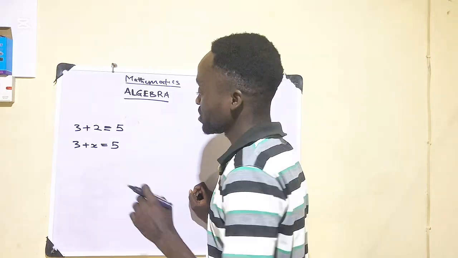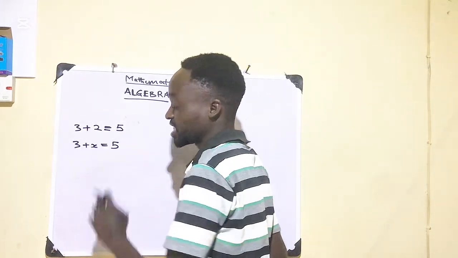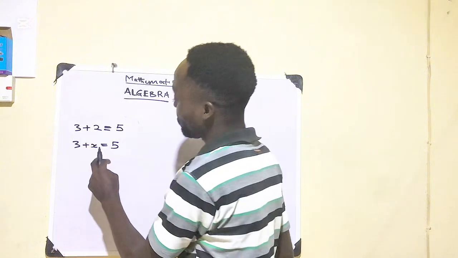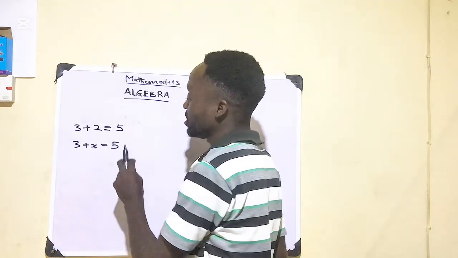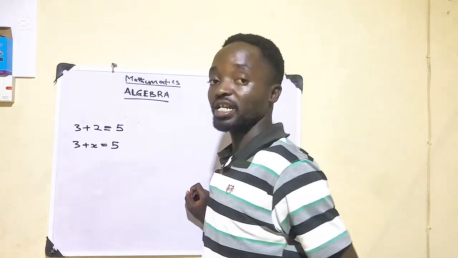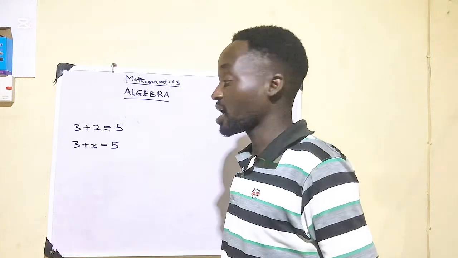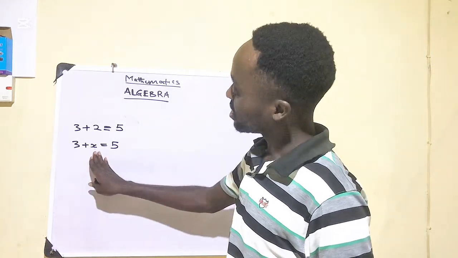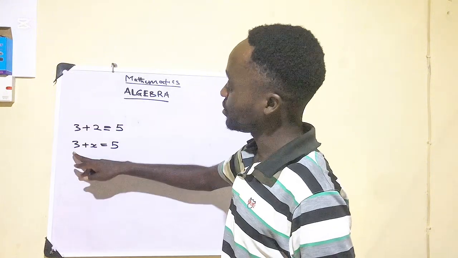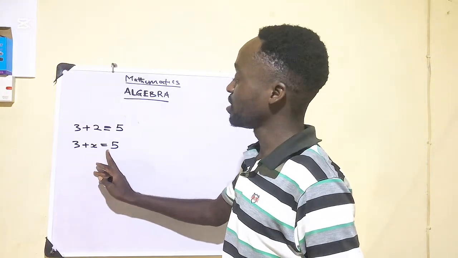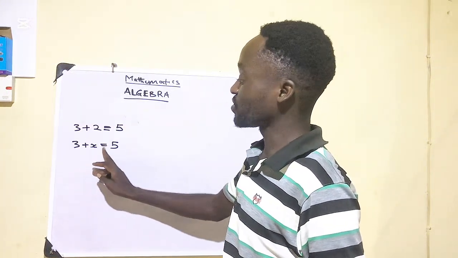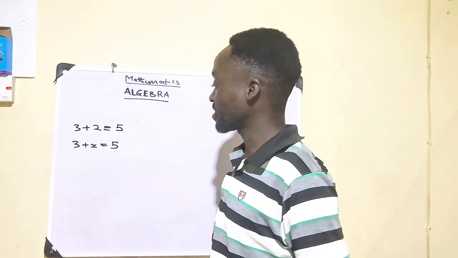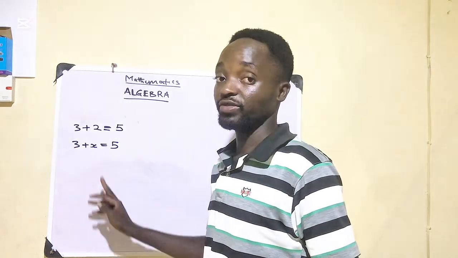Is that okay? You can see that we have a combination of numbers and letters. I'm telling you there's a number that when you add it to 3 is going to give you 5. So what is that number? That's where you will begin to solve equations involving algebra. For example, I just wrote this equation: 3 plus x is equals to 5. Find me the value of x. What number will I add to 3 that will give me 5?